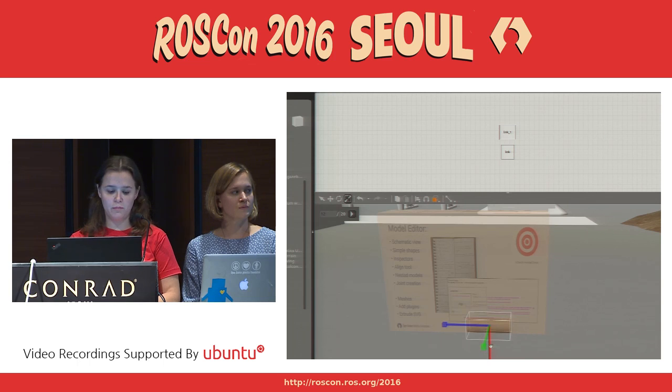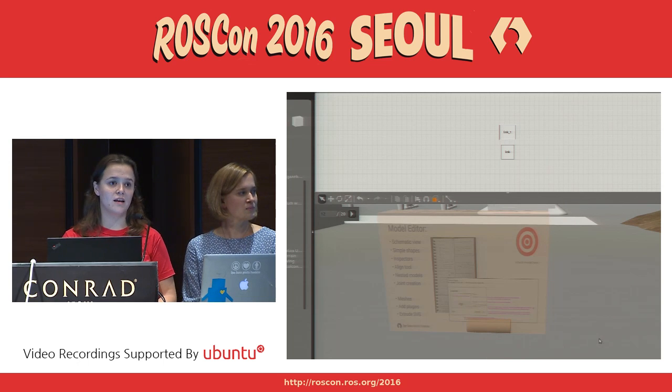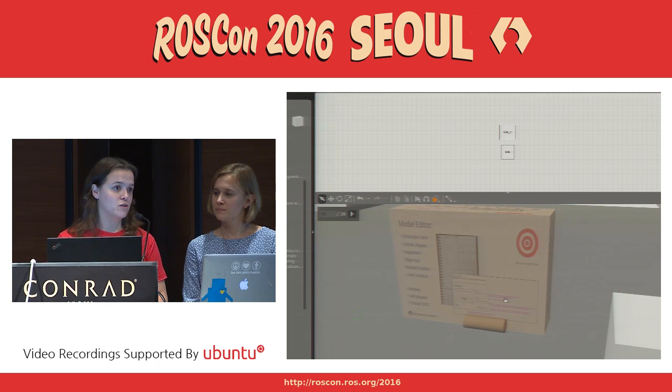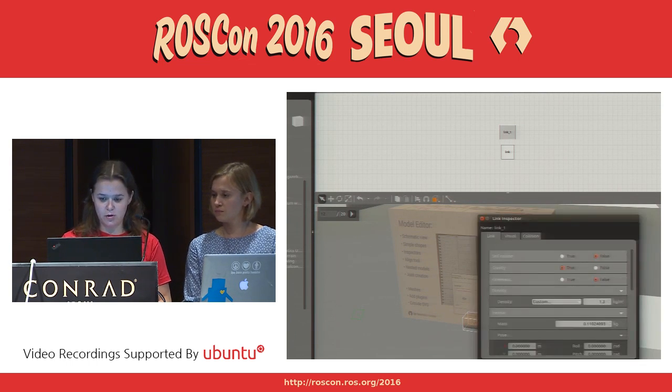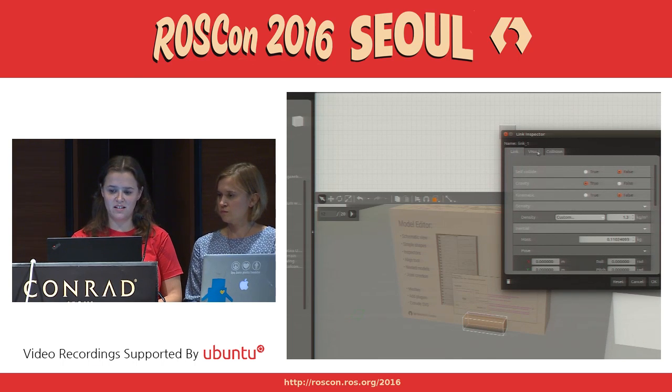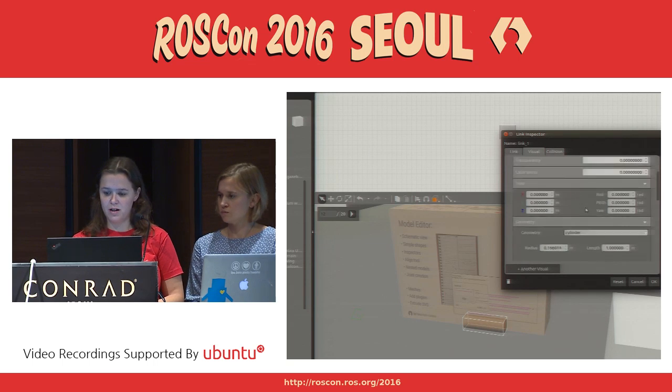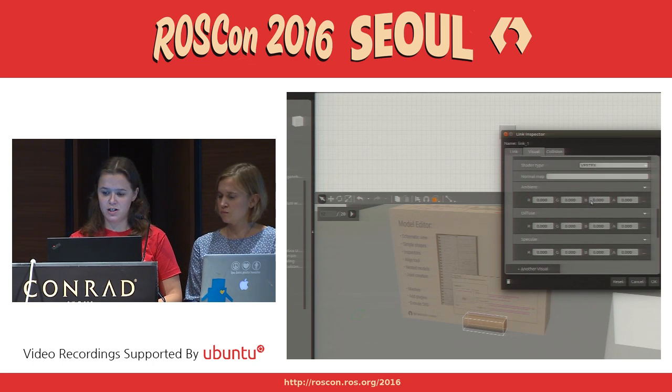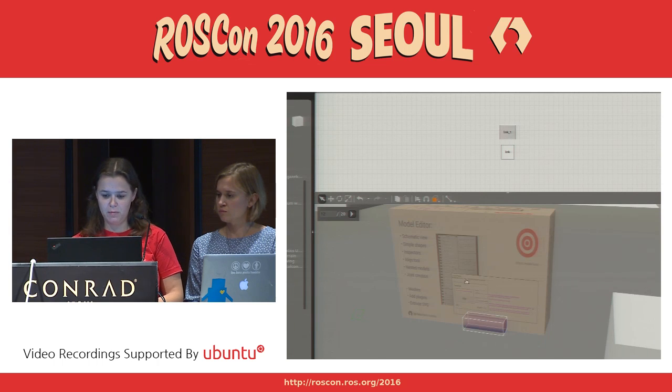You can also import Collada meshes and STL meshes, and you can extrude SVG files, which are 2D files, into 3D shapes. You can also right-click any link in your model, and here you have all the options that you would have in SDF, and you can just come here and tweak the values and see the changes in real time. So like if I make it blue, you can see that it turned blue immediately.